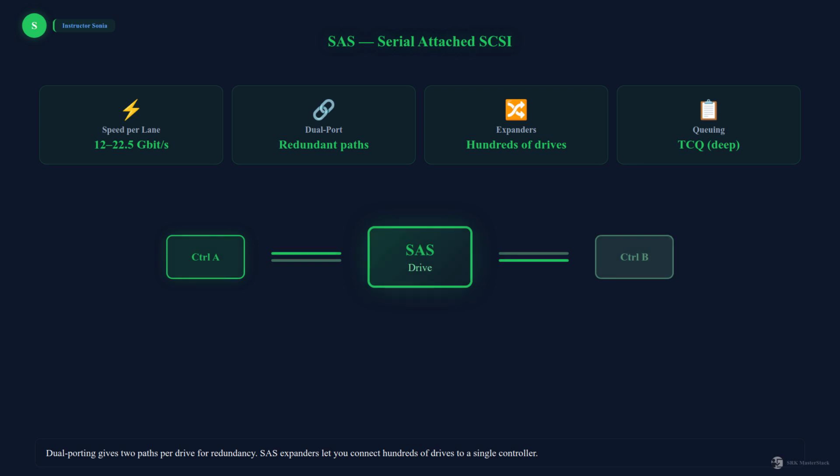SAS also uses tagged command queuing, which is more sophisticated than SATA's native command queuing. And with SAS expanders, you can connect hundreds of drives to a single controller. This makes SAS the go-to choice for enterprise storage arrays where reliability and performance matter more than cost.